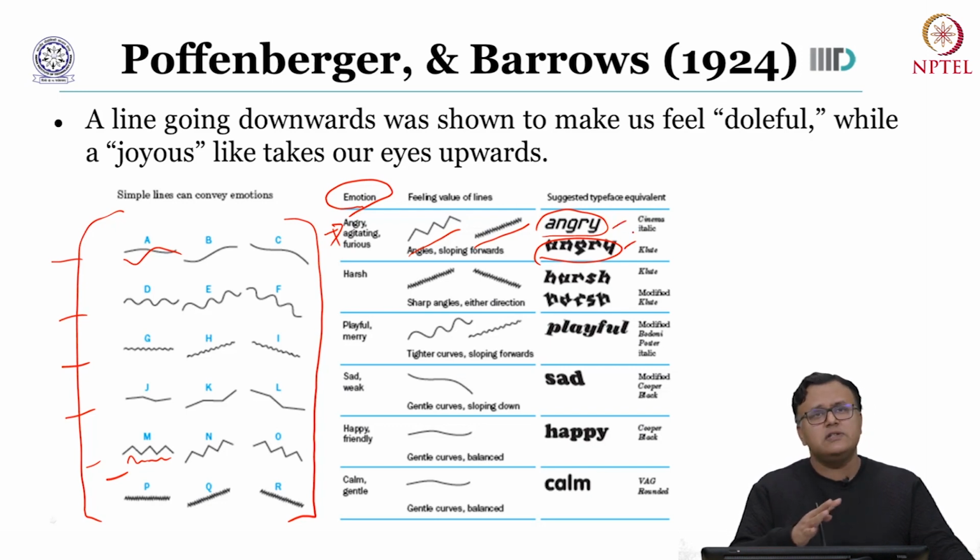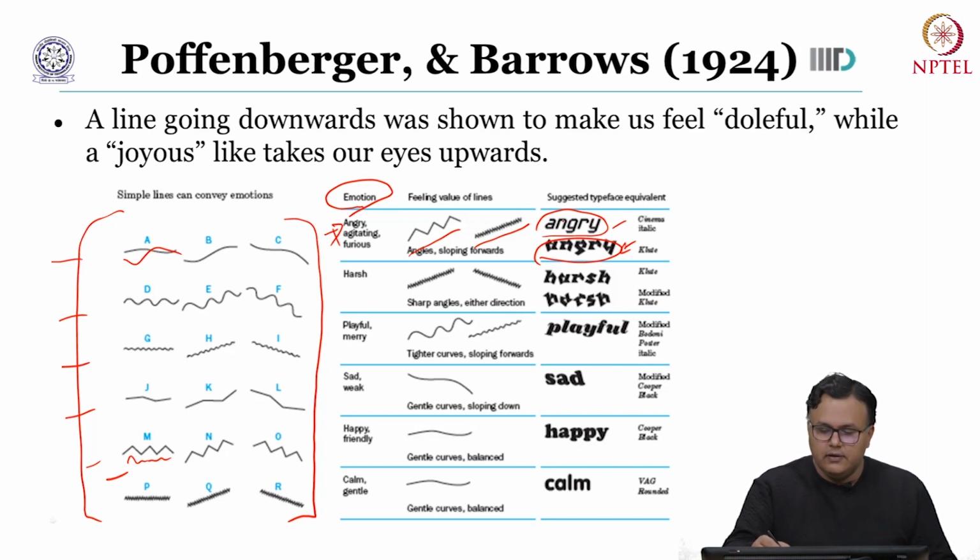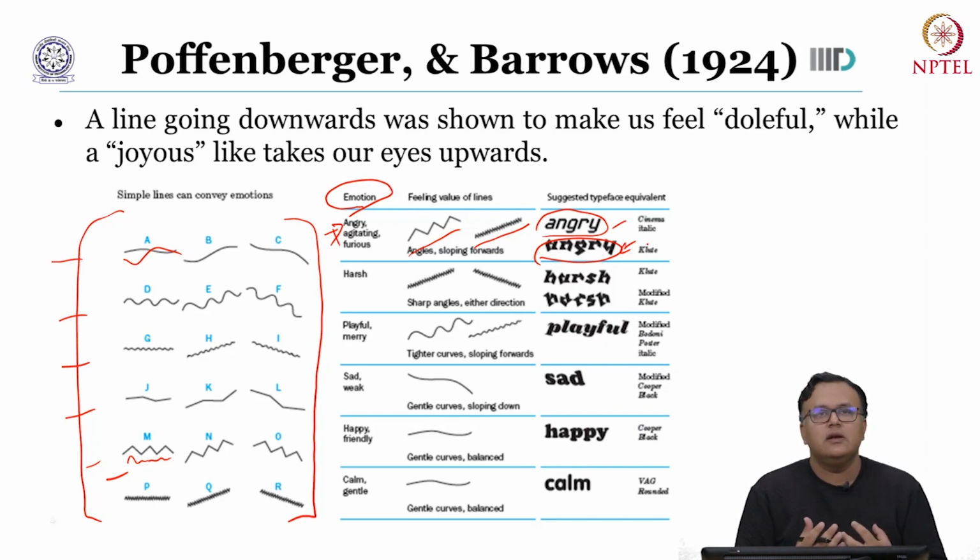So, of course, this is very subjective. I would say that the second iteration of angry, that to me is far more intense as compared to the first iteration where we are using more smoother lines, right? So, if you are using these angular patterns, you are able to convey far more intense angry emotion.